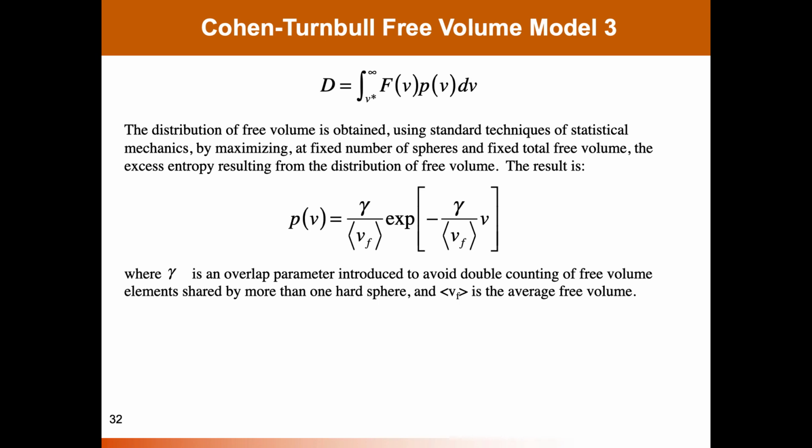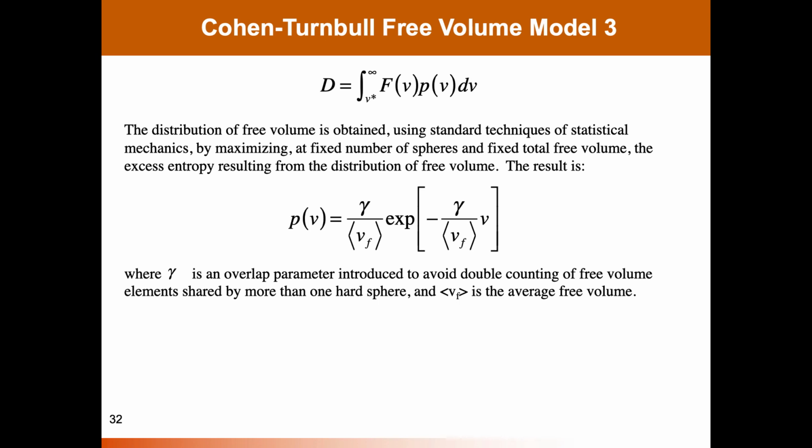And VF with the brackets around it is the average free volume in the system. And so this is a key result for the Cohen and Turnbull model, because it tells you how the probability of finding a free volume element depends on the average value of free volume and also on the size of the free volume element. And it says that large free volume elements are rare and small free volume elements are numerous. That is, as V increases, the probability of finding free volume elements of that size goes down dramatically.